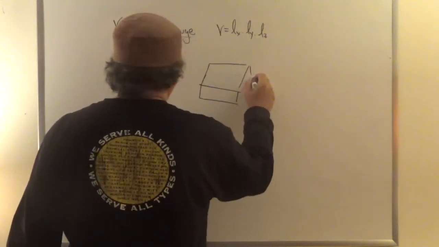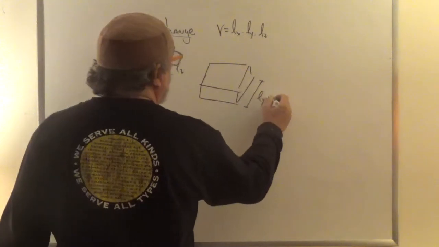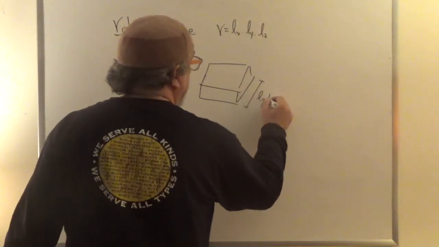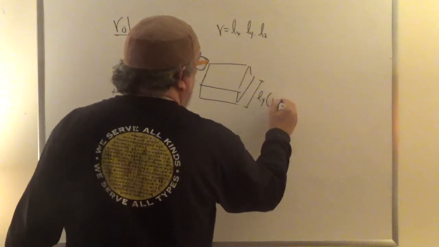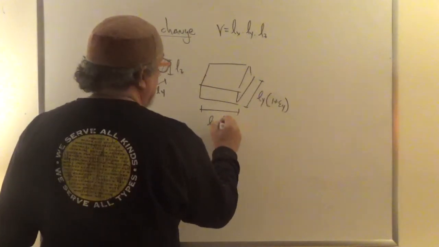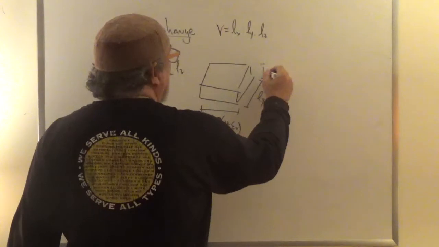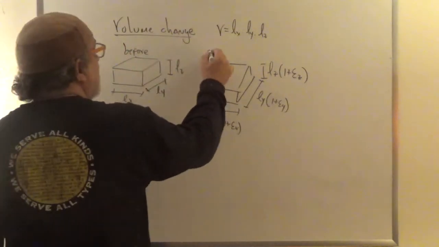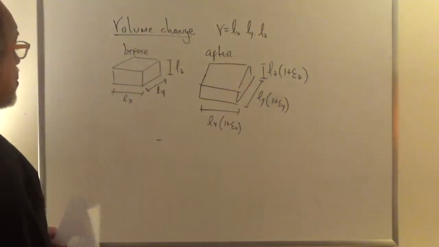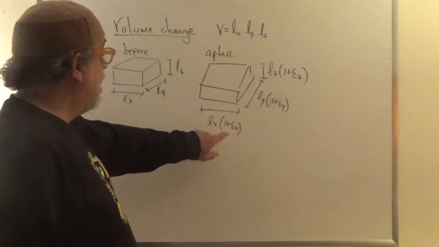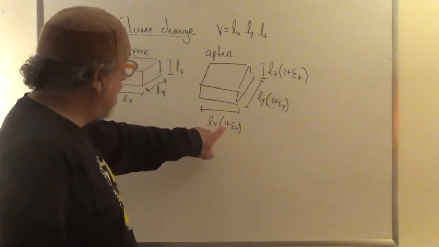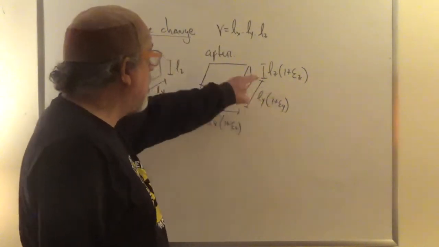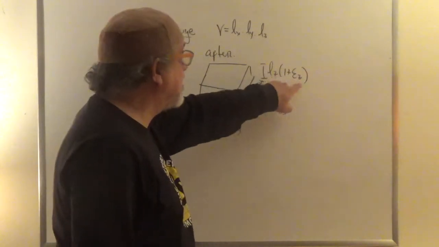gets loaded, we are saying that the dimensions after loading would be Ly times 1 plus epsilon y, right? Why am I doing this? This one would be Lx times 1 plus epsilon x, and this one would be Lz times 1 plus epsilon z. So this is before loading, and this is after. The dimensions change by the strain in that direction. That length is the original length, Lx, plus the increase in length, which is Lx times epsilon x. This dimension is Ly plus the increase, Ly times epsilon y. This dimension is Lz plus the increase, Lz times epsilon z.